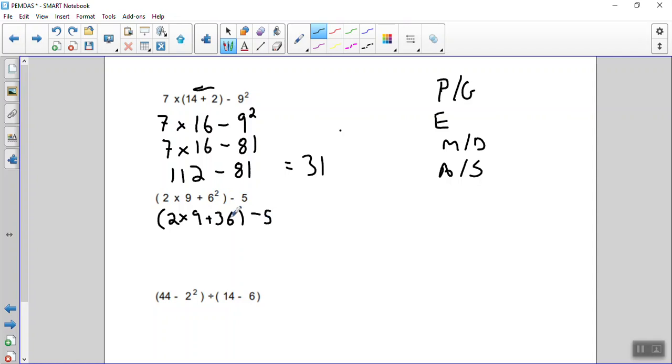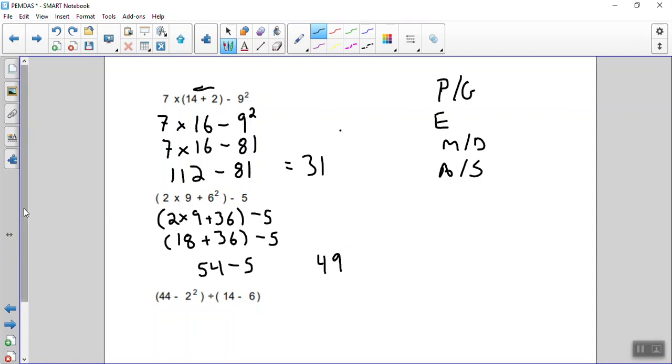minus 5. Now within that parentheses we have a multiplication and an addition. So let's do this multiplication. 2 times 9 is 18 plus 36 minus 5. Now the last thing in the parentheses is this 18 plus 36. So 18 plus 36 is 54. So the parentheses is finally gone, and we have 54 minus 5, which is 49.